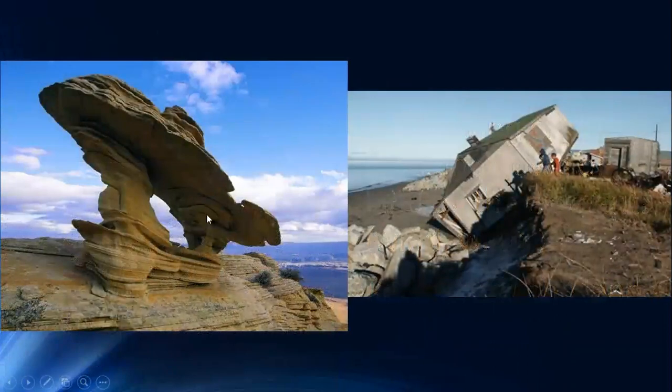Here's an example of one that's formed by wind. And here's an example of where so much material eroded out from underneath the house that the house actually tipped over the edge of the cliff because there was no material underneath supporting it. This is obviously bad erosion. This is beautiful wind erosion.